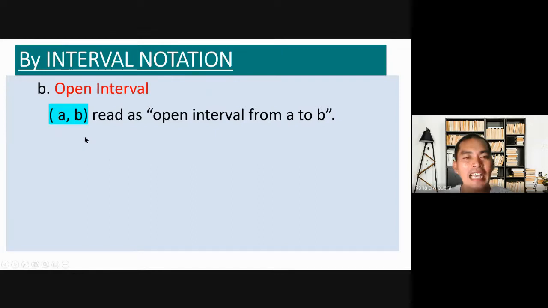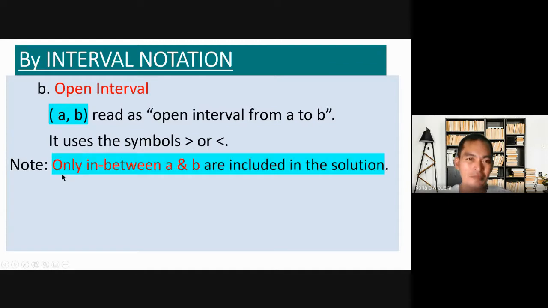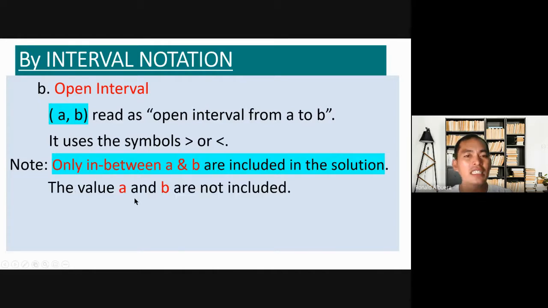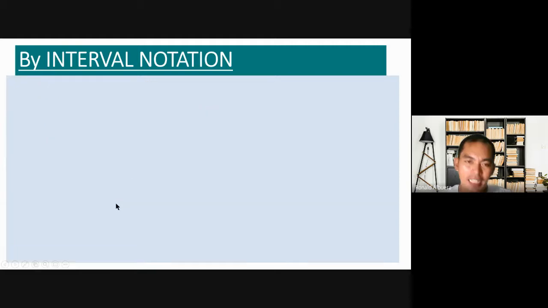So, ano yung ginagamit na symbol para dito? Sa open interval, we have is greater than and is less than. Na ang meaning niya ay only in between of A and B are included in the solution. The values A and B are not included. For instance, open interval from 1 to 5. 1 and 5 are not included, but between 1 and 5 are included. Mag 3 yan, mag 3.5, mag 4.7, included po yon.